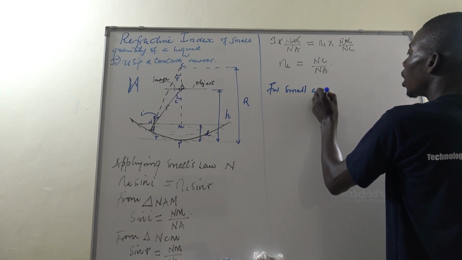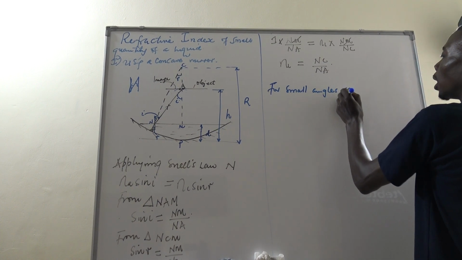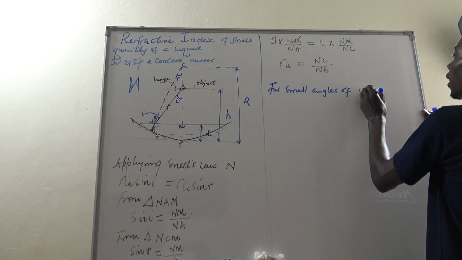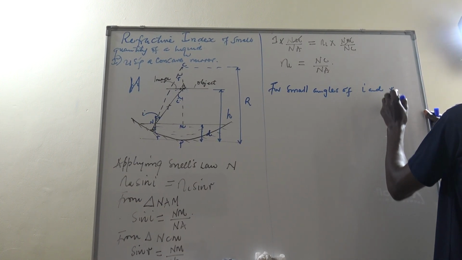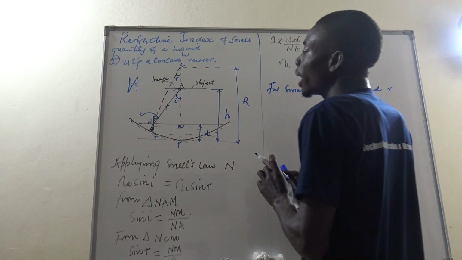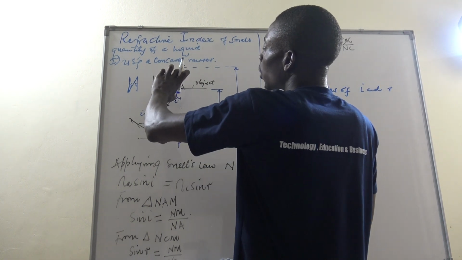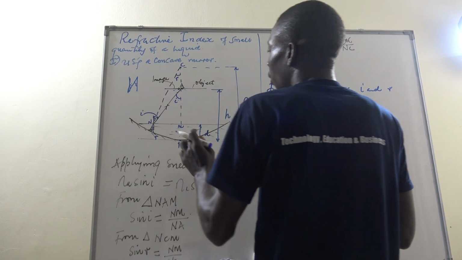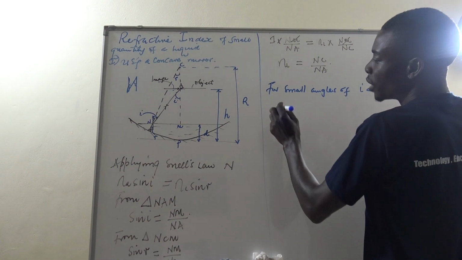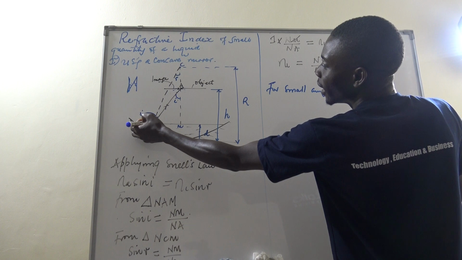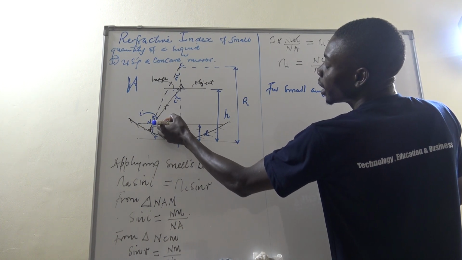for smaller angles of I and R, when we are looking at smaller angles of I and R, what is very true is that point N will be too close to point M.